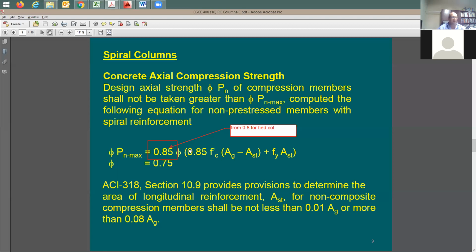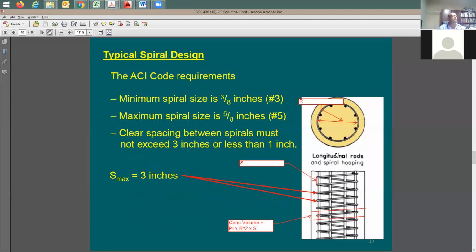This 23% is going to come in two pieces here, two items. One of them is going to be the phi factor, the 0.75 versus 0.65, and the other factor is going to be this 0.85 for the small eccentricity versus a 0.8 for tied column, when it comes to small eccentricity.